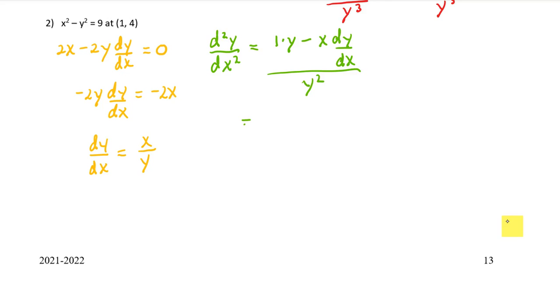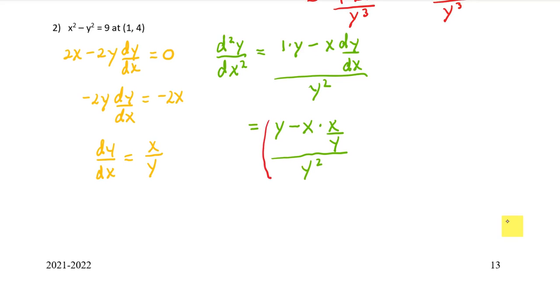All right, here we go. Cleaning up the top, I would have y minus x. I'm going to substitute in dy/dx again. That's x over y, just like that. I don't need the parentheses. I didn't put them there this time because there's no negative in between. All over y squared. I would do the same thing that I did on the last problem.